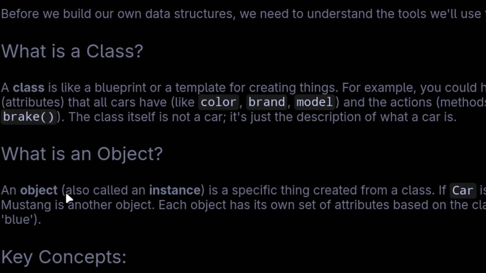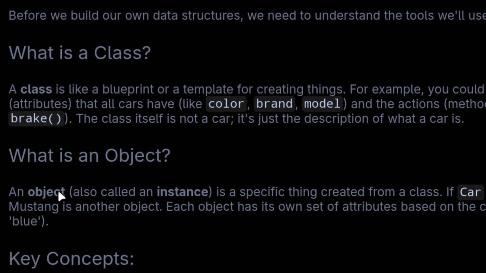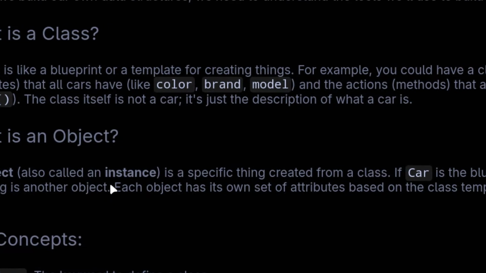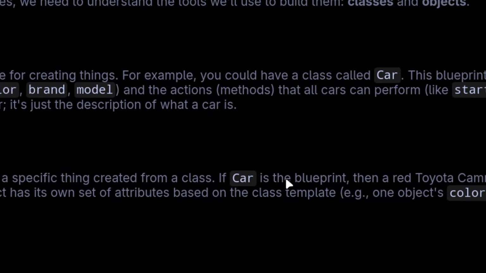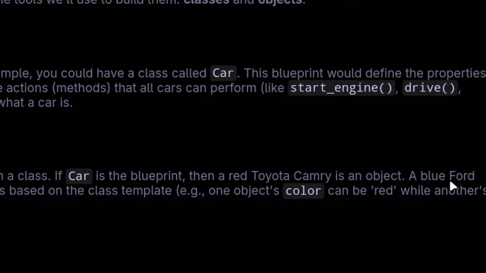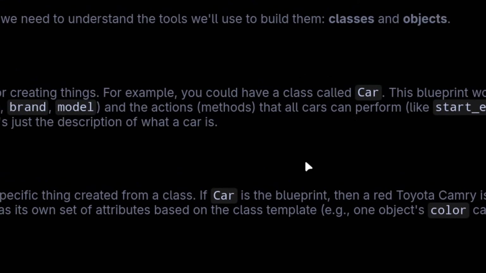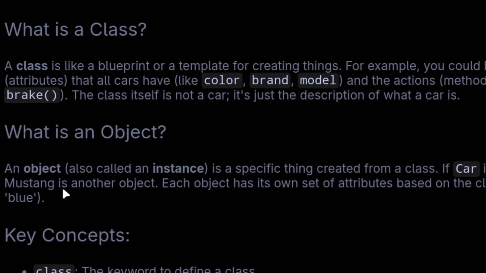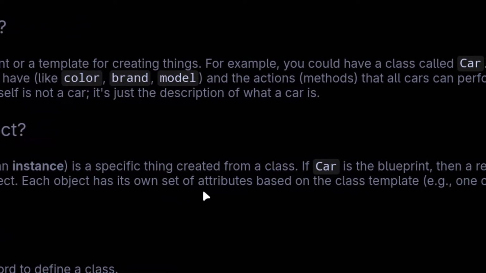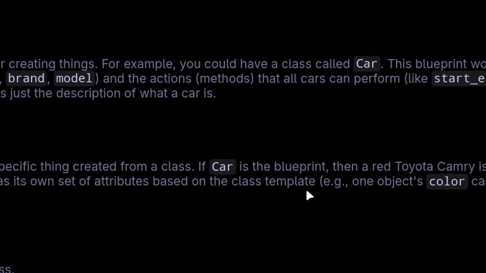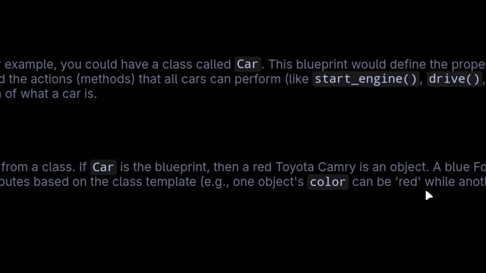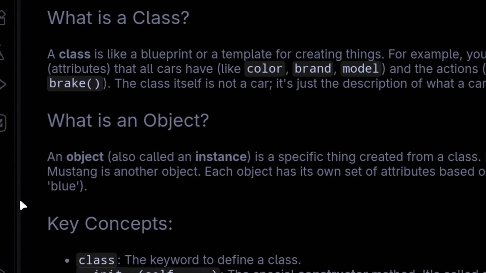An object is a specific thing created from a class. If car is the blueprint, then a red Toyota Camry is an object, and a blue Ford Mustang is another object. Each object has its own set of attributes based on the class template. For example, one object's color can be red, while another's can be blue.